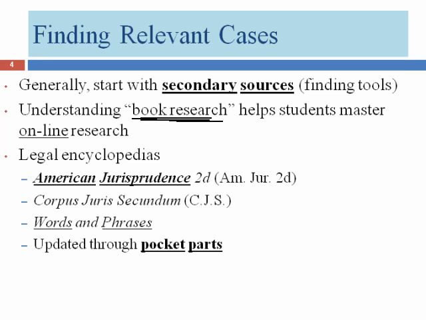Let's talk about legal encyclopedias. Here are some common ones. These are talked about in the textbook. The first is AmJur, and you can see it's AmJur. I told you about Texjur already. Texjur is the Texas version of American Jurisprudence.